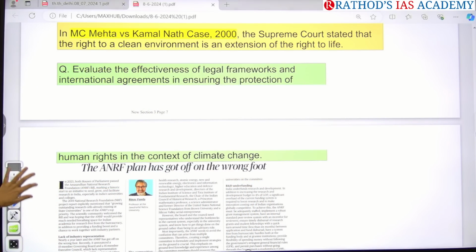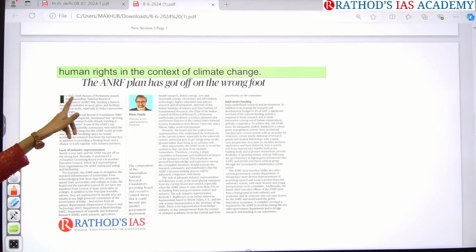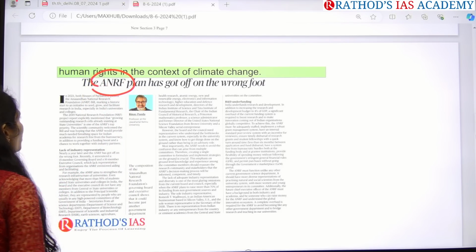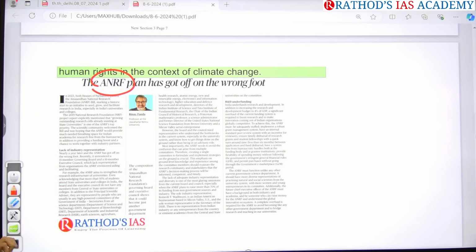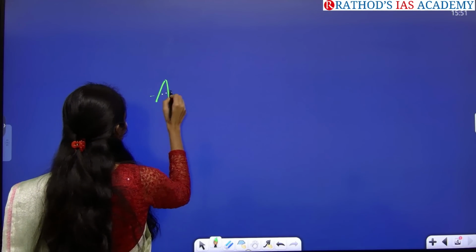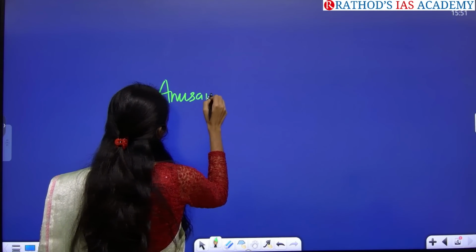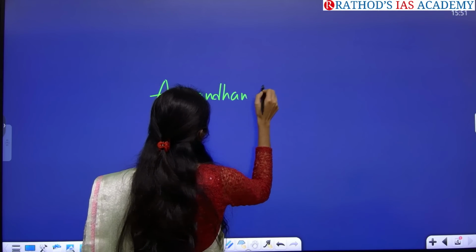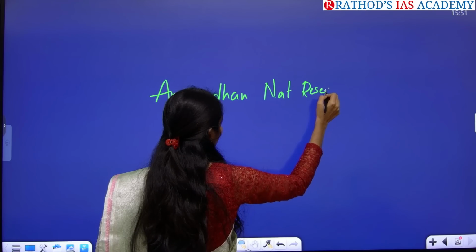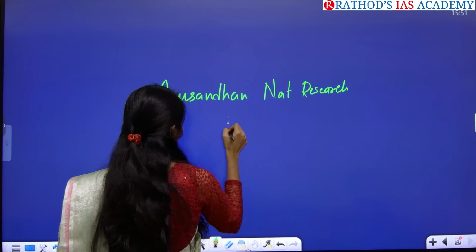Okay, so let us see the next topic. It is about the ANRF plan has got off on the wrong foot. Here you have to focus on what this ANRF is, that is Anusandhan National Research Foundation. Okay, it is nothing but Anusandhan National Research Foundation.